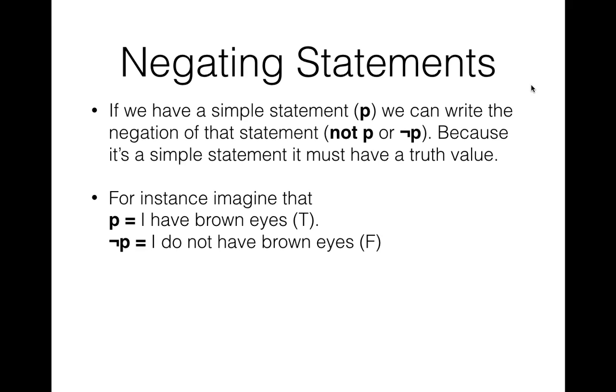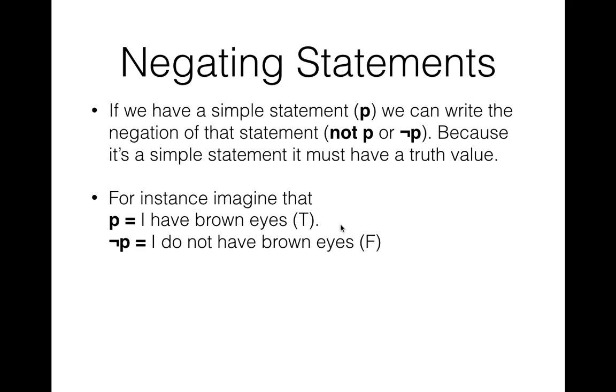Now, because P is a simple statement, it must have a truth value. So let's imagine the simple statement, I have brown eyes. So that's going to be my statement P in this case. And my statement P has a truth value of true. My not P could be I do not have brown eyes. So that there is another simple statement, and it has the truth value of false.